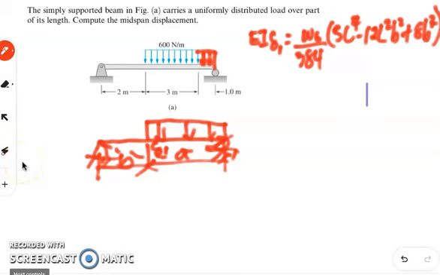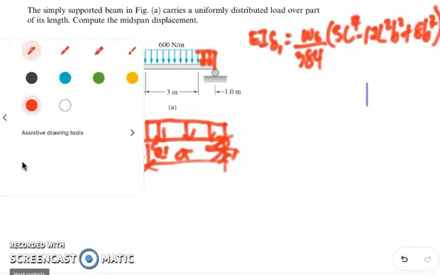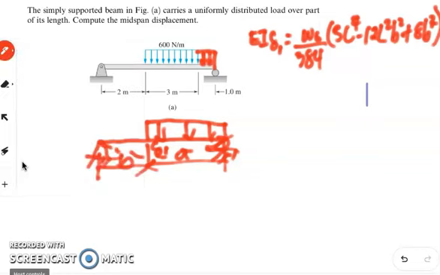We're going to continue. So if we're going to solve for the mid-span deflection having this loading, you simply have to use this equation. So we have here our... you simply have to substitute. So using this equation, simply substitute the values.